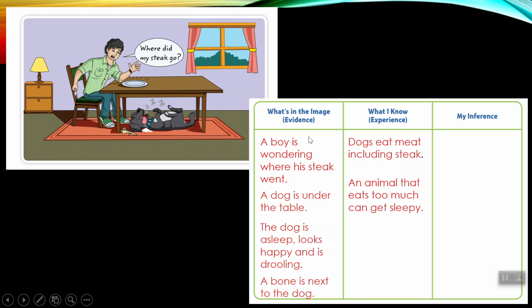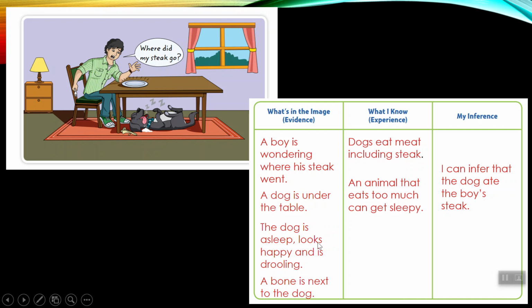So based on what we saw, the evidence, the boy wondering where his steak went, the dog under the table asleep with a bone next to him, and our experiences that dogs can eat meat and they tend to fall asleep if they've eaten too much, I can make the inference, or the good guess, that the dog ate the boy's steak. Now again, remember, nowhere in this picture does it directly say this dog ate his steak, but we can infer it based on everything we see in the picture, plus using what we already know.